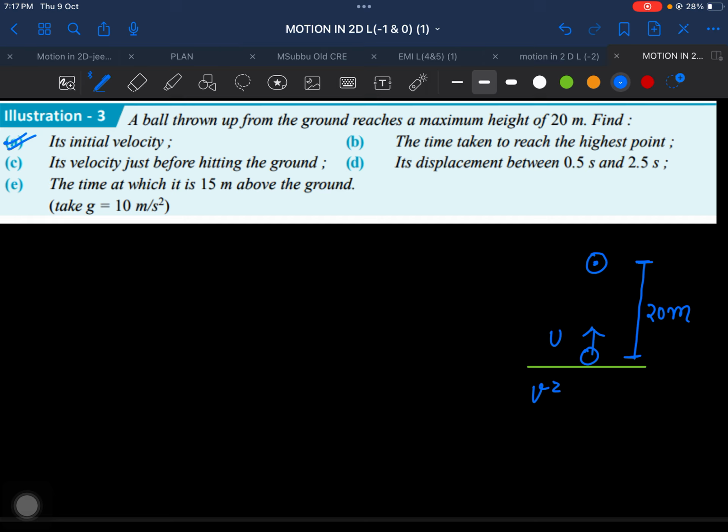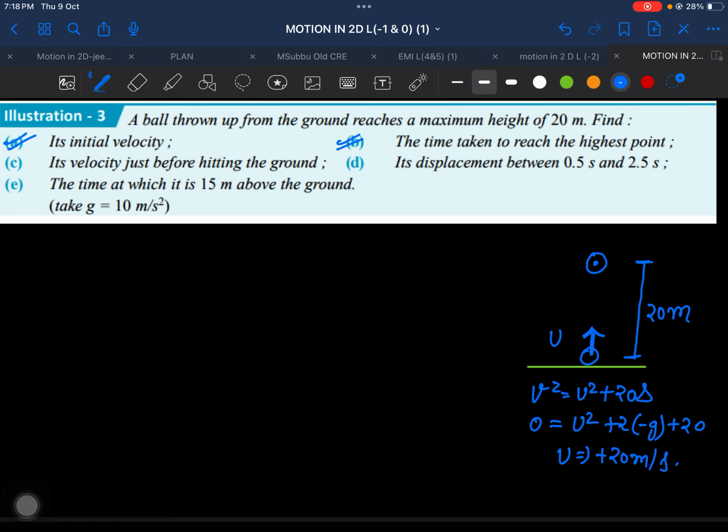So we use v square is equal to u square plus 2as. Clear? v is 0, u square is what we have to find, plus 2, in place of a minus g, in place of s plus 20. So from here you will have u equal to plus 20 meter per second. What do you mean by plus? In the upward direction. That's it, right? Clear? Now the second part.